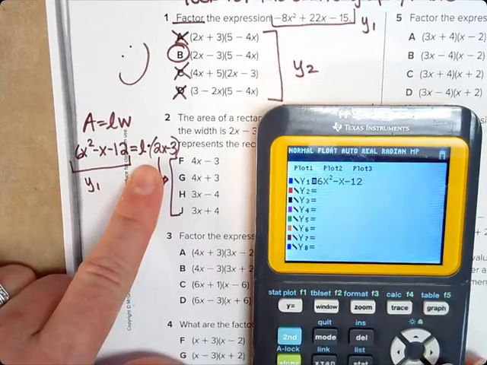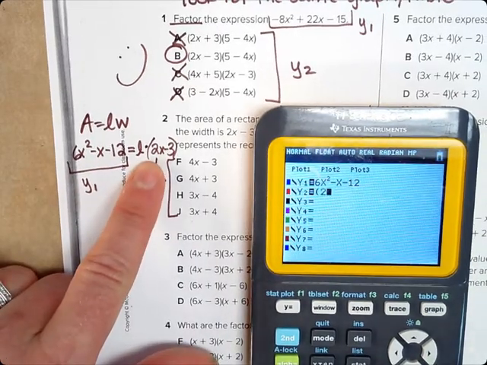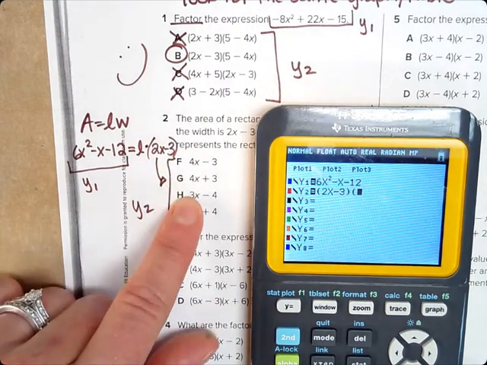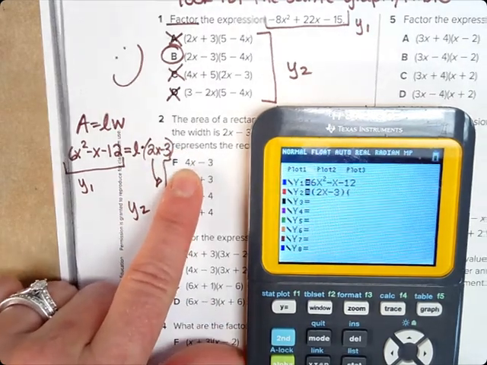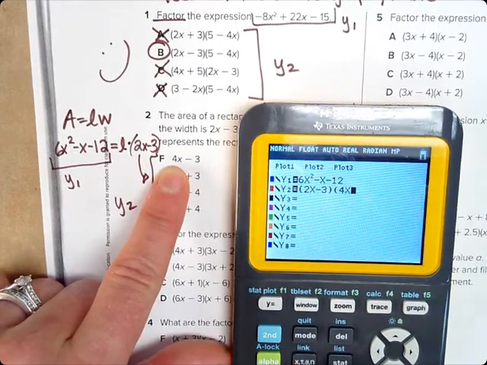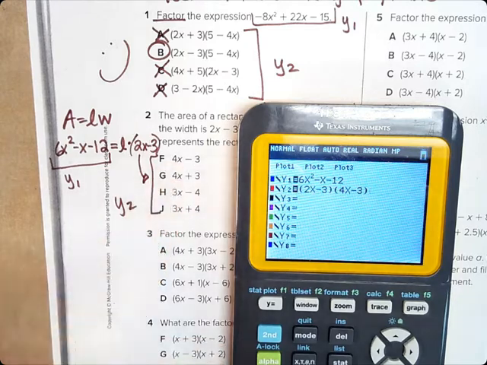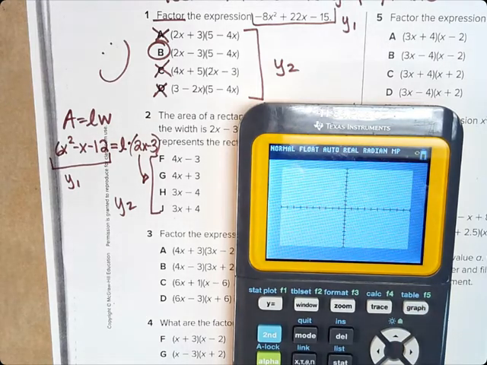Then I'm going to put in the 2x minus 3 times one of my answer choices. So I'll go to the first answer choice, 4x minus 3, because it's supposed to be equivalent, right? It's supposed to be the same exact. Hit graph. Are they the same? Did it go? Oh, no. It didn't go right over the top, so that's not it.